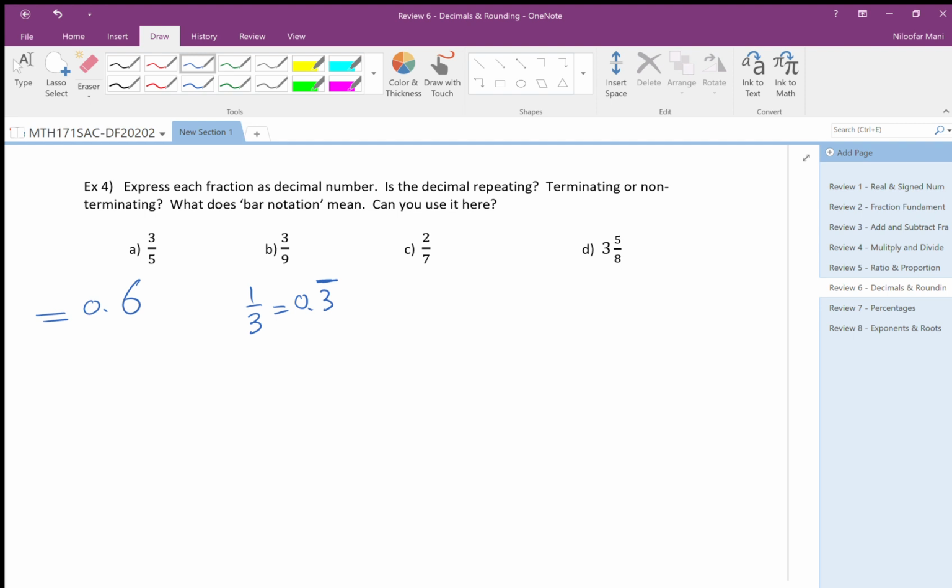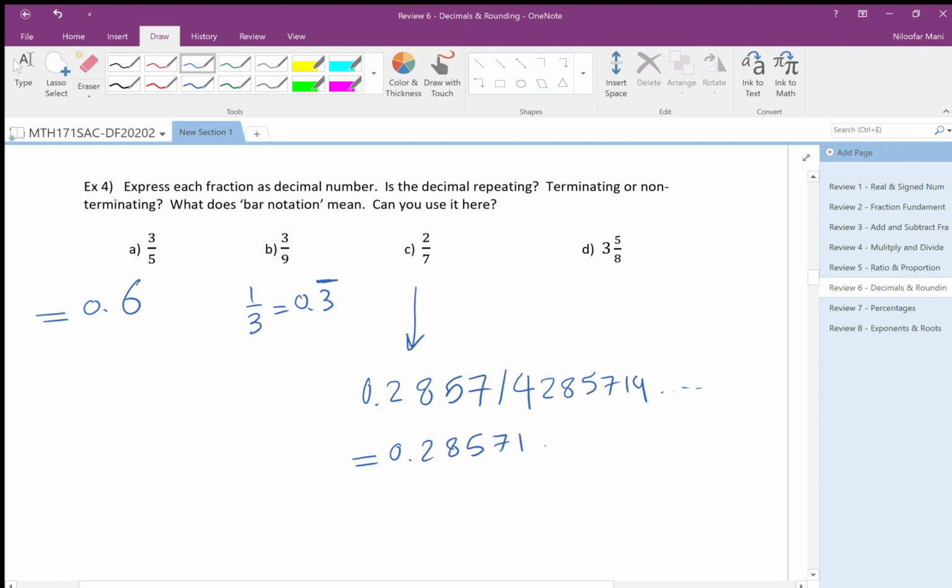2 over 7. What is 2 over 7? 2 divided by 7. So it is 0.285714, and this is repeating. So after, again, you have 285714. Okay, and the same thing. So it is 0.285714. This is repeating. So it doesn't mean you have just one digit repeating.